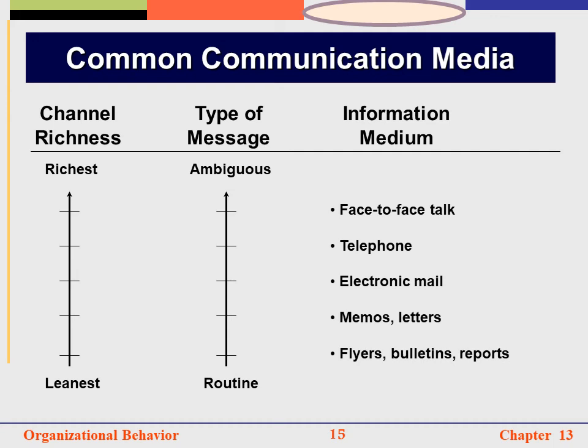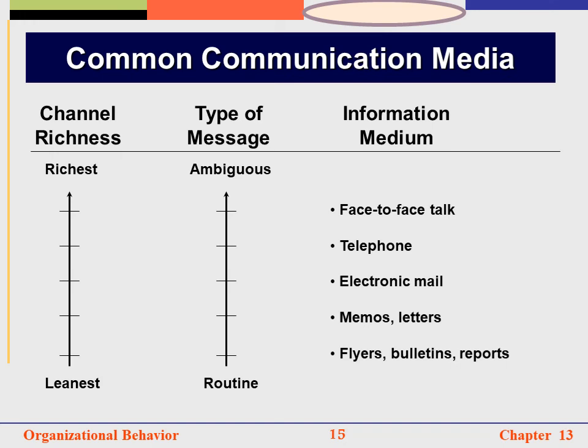The type of message: we have either a message that's ambiguous, not clear, not routine, vague, with a lot of details, or a routine message, which is everyday day-to-day work or reports. The information medium, examples of it: face to face, telephone, electronic mail, memos and letters, flyers, bulletin and reports. So here in the middle, the type of message.